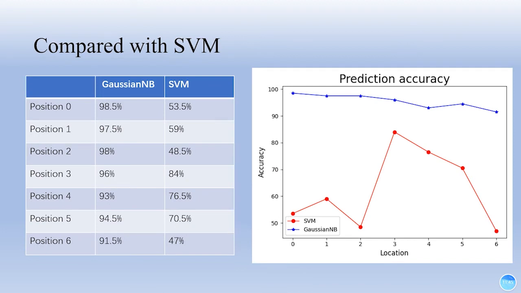Secondly, we also compared the results of our algorithm and the SVM. The highest accuracy rate of the SVM is only 84%, and the accuracy rate at other points is lower. But the accuracy of our algorithm at each location is about 96%.